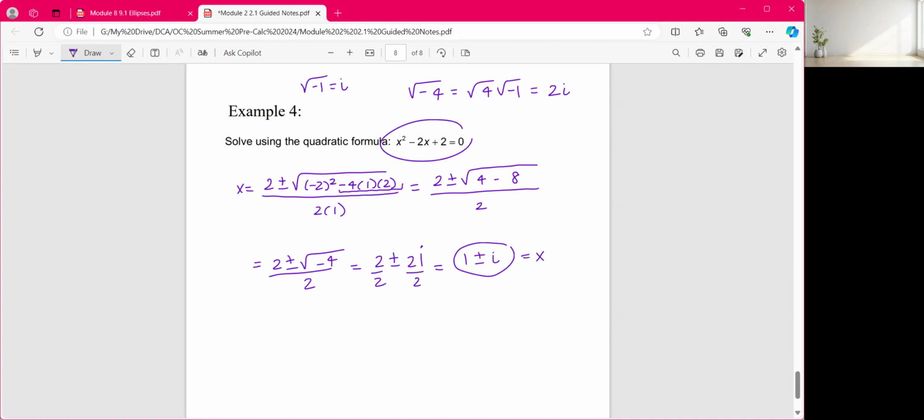Okay, so this is a good review on complex numbers, how to apply operations to them, and then also how to solve quadratic equations that involve imaginary numbers. Great job, guys. Keep up the great work.